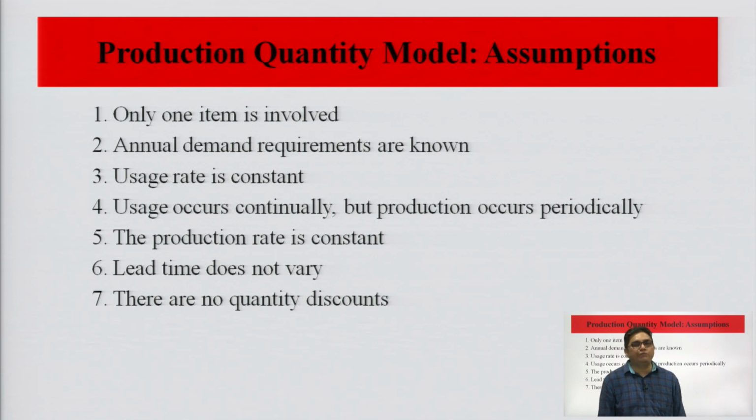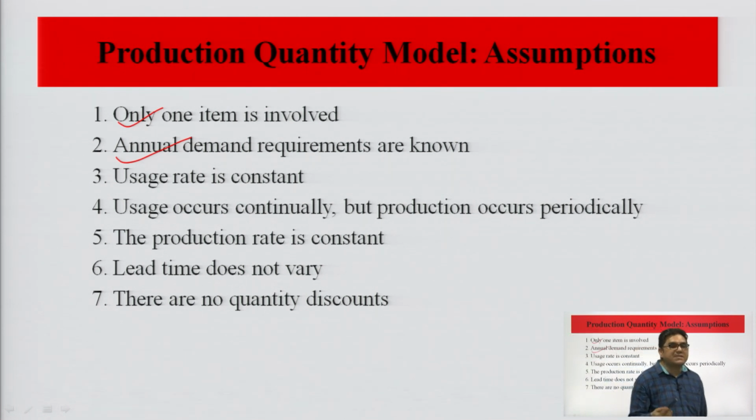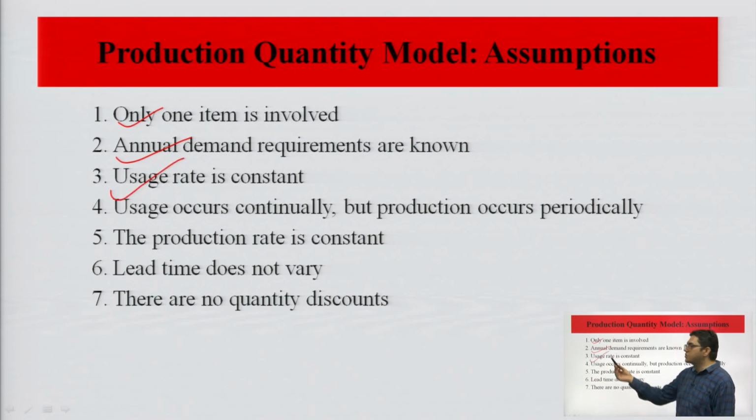What are the assumptions of the production quantity model? The assumption is that only one item is involved. So, the production quantity model assumes that there are no different types or natures of goods, only one item is being discussed. Annual demand is required in the production quantity model. The usage rate is constant; usage rate is the rate at which produced items are being consumed by the consumer.